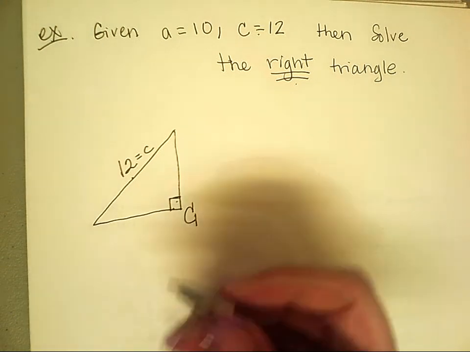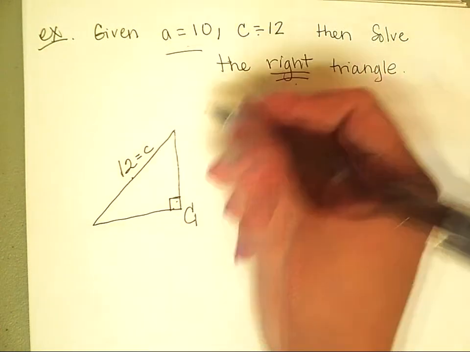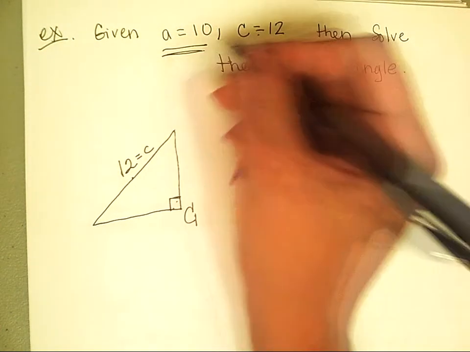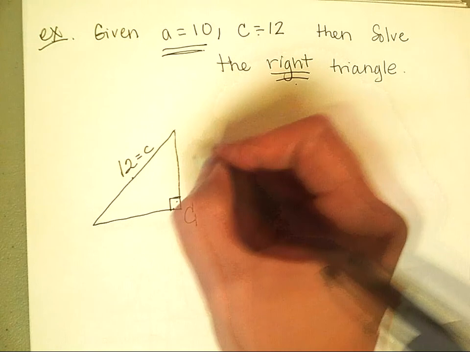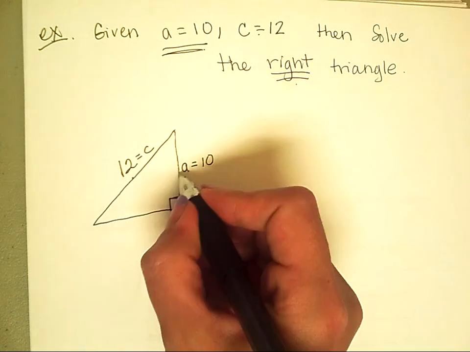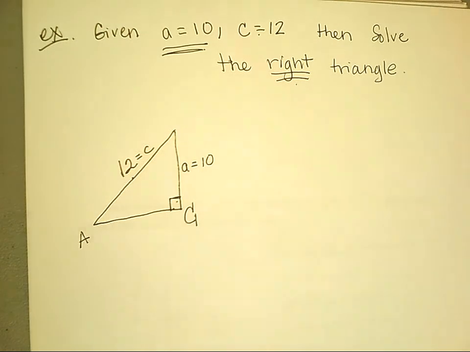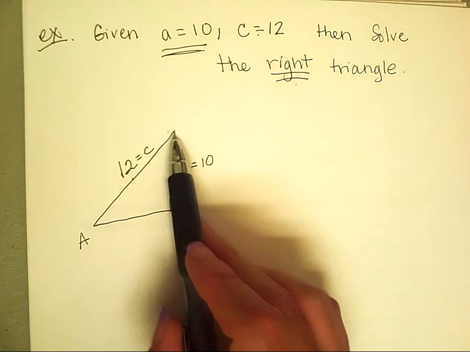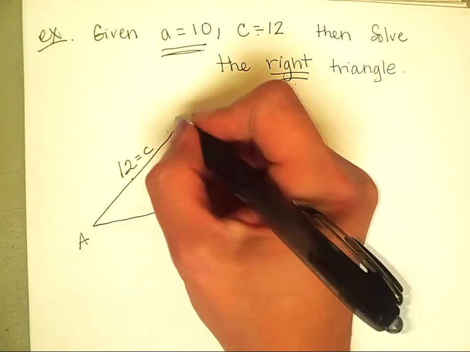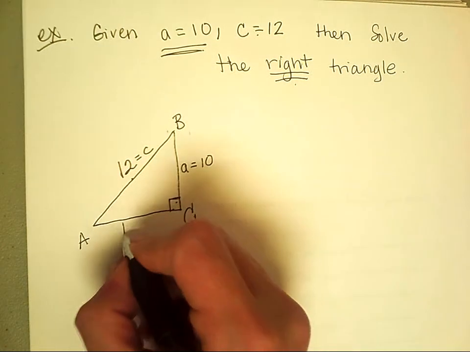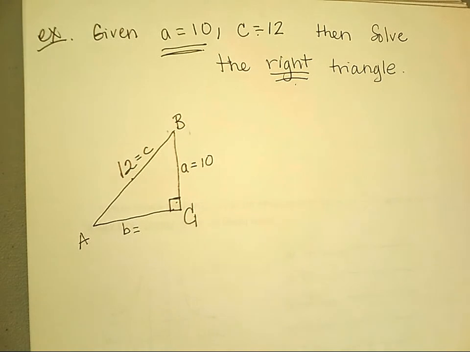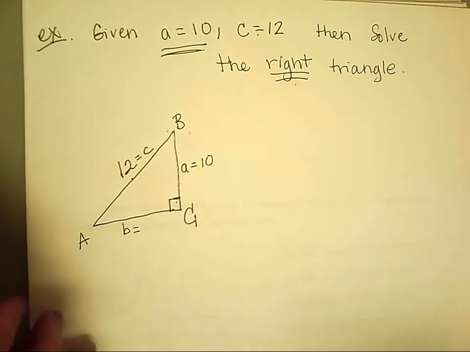Alright, well, now what? I have this other side a. So if I call this side a, that forces this angle by our standard lettering to be capital A. Then the only other angle that's left is capital B, which will force this side to be little b. Okay? That's just our standard lettering for it.